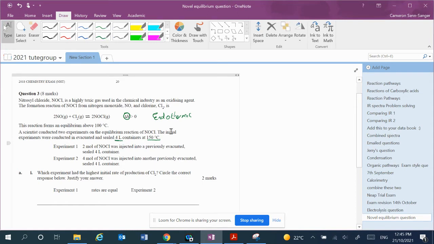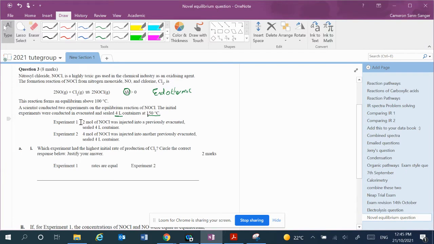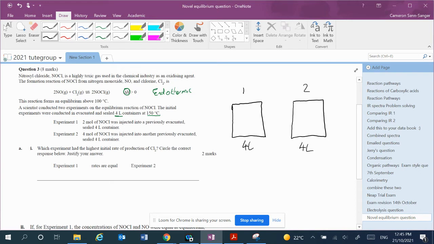So the first question is really straightforward. Experiment 1 happened with 2 moles of nitrosyl chloride. The next one happens with 4 moles of nitrosyl chloride. So both into a 4-litre container. We're asked to find out which is going to have the highest rate for the reduction of chlorine. Maybe just drawing a little picture might help us out. So here's experiment 1, and here's experiment 2. Draw the boxes the same size because they're both supposed to be representative of 4-litre containers.